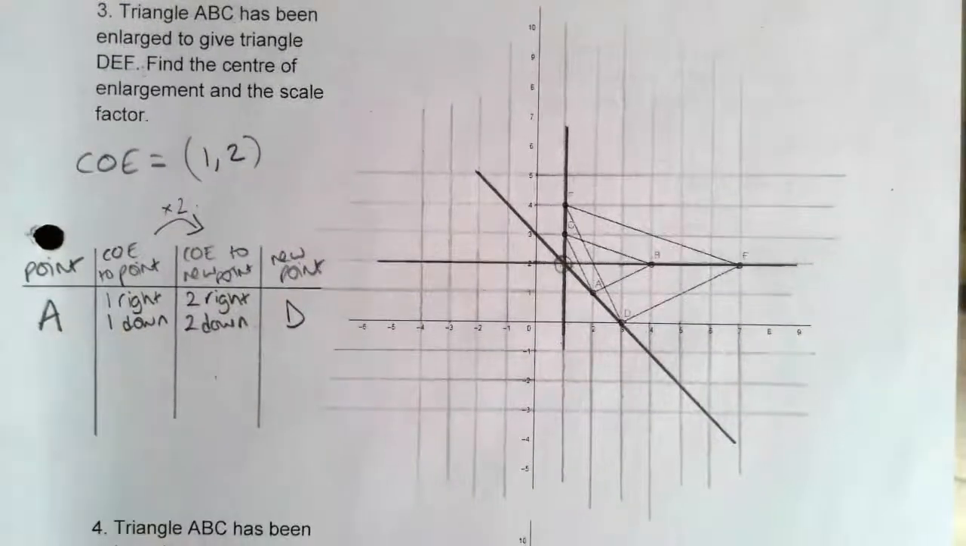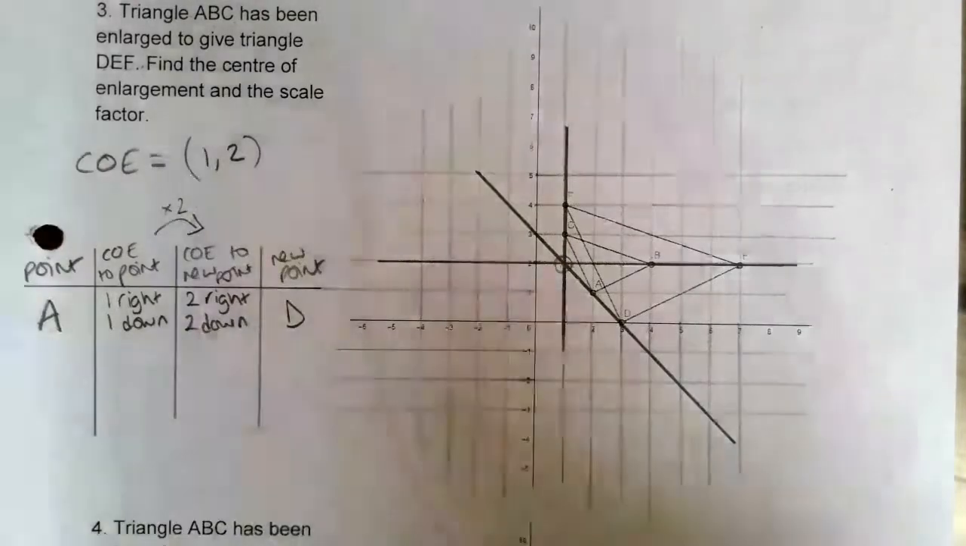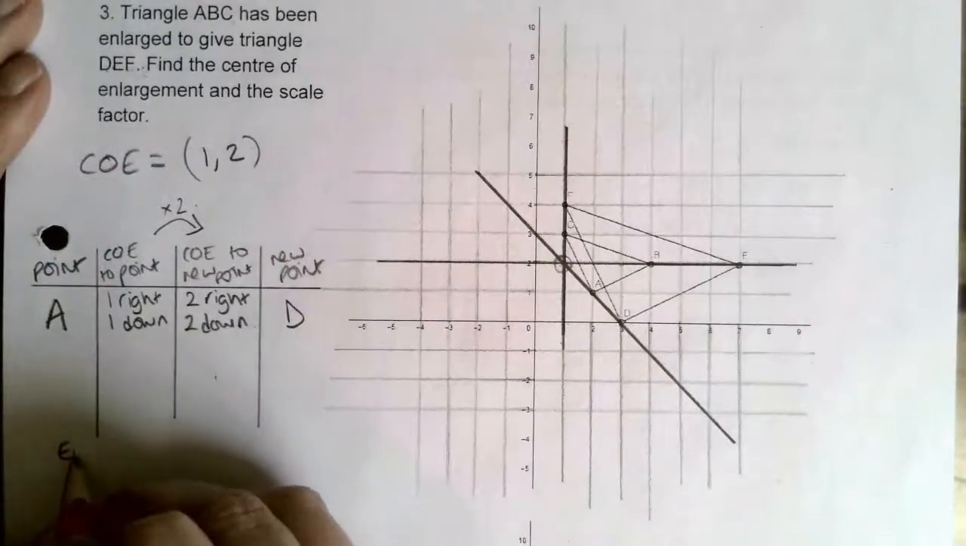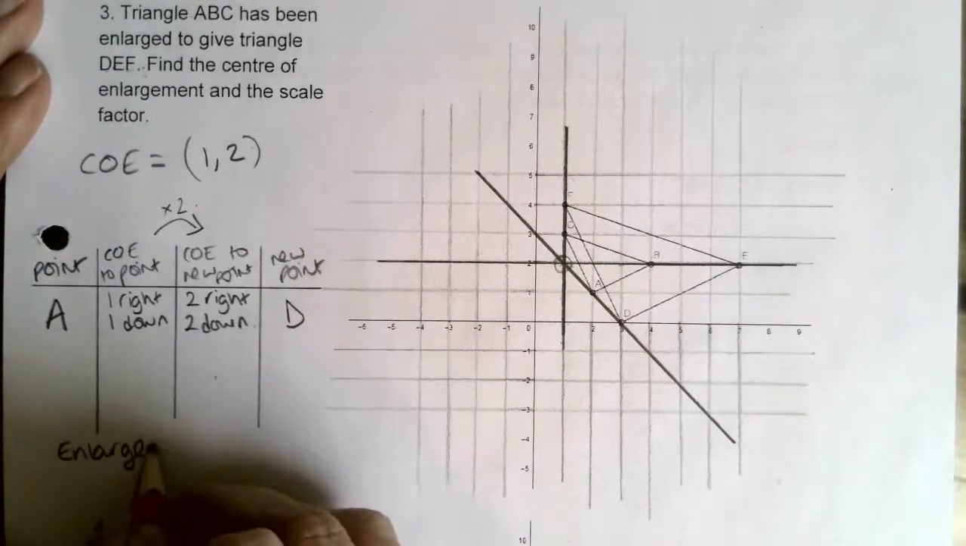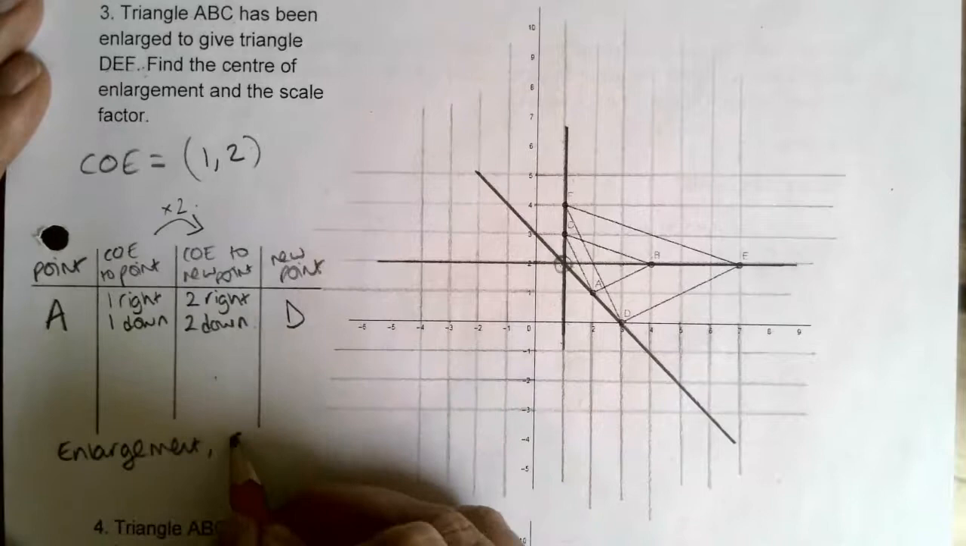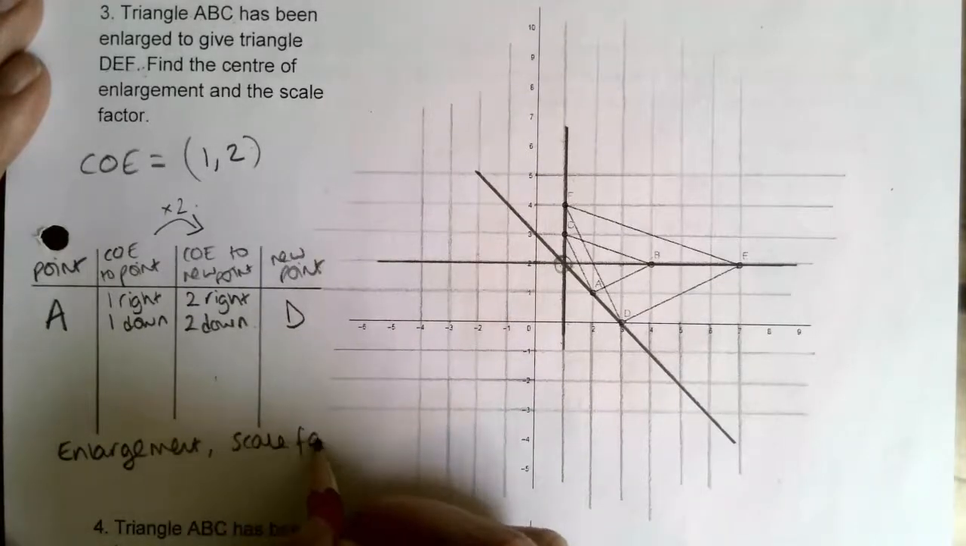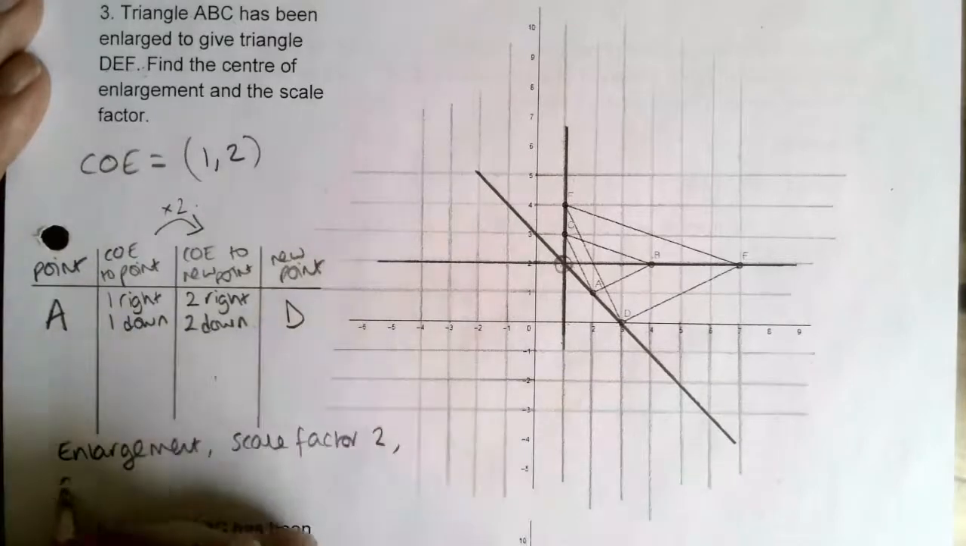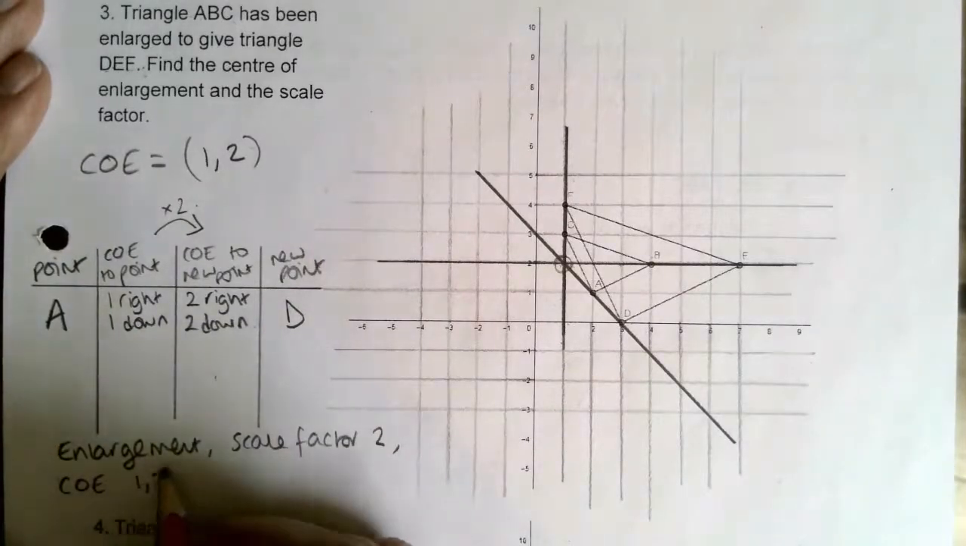So if I was asked in an exam to describe that transformation, I would describe it first of all by saying what type of transformation it is. It's an enlargement with a scale factor 2 with centre of enlargement 1, 2.